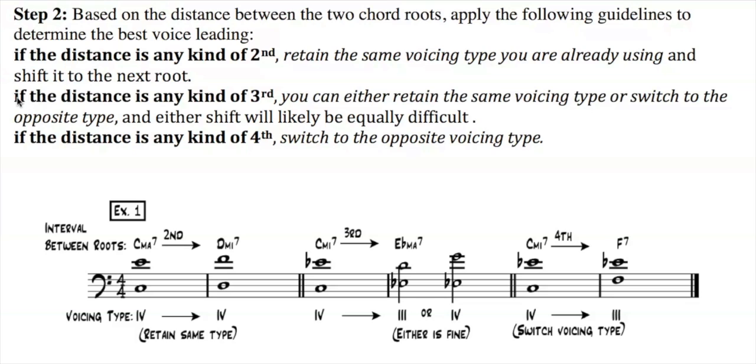If the distance is any kind of third, you can either retain the same voicing type or switch to the opposite type. And either physical shift will likely be equally difficult to play. So in this example down here, we're going from C minor 7 to E flat major 7. The distance is a third, and we can either switch from type 4 to type 3, or we can stay on a type 4 and move that entire voicing up. The same thing would occur if this were a descending third.